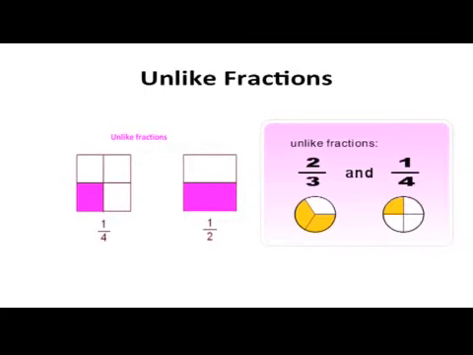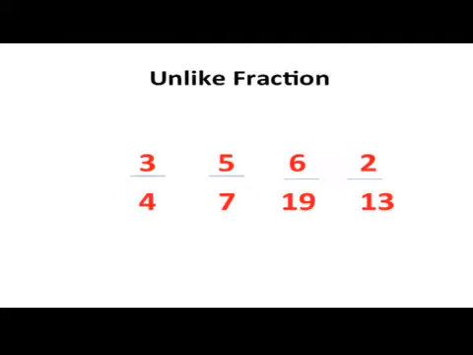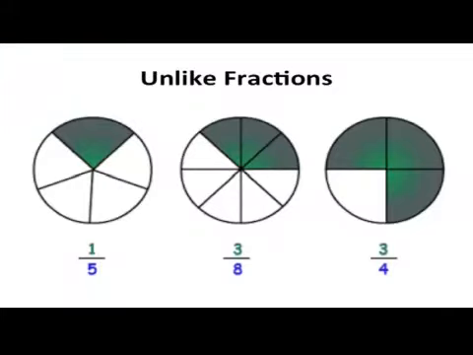Coming to unlike fractions, 3 by 4, 5 by 7, 6 by 19, 2 by 13. Observe the given series. What do you find? In the above series, all the fractions have different denominators and different numerators. This type of fractions are called unlike fractions.